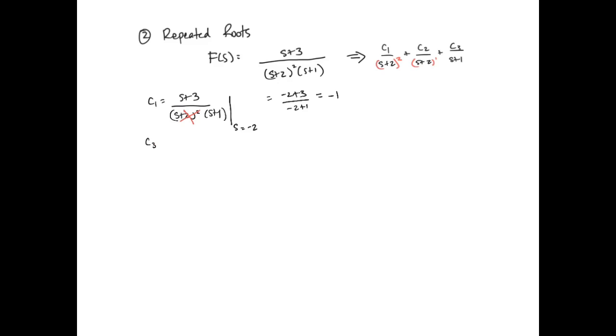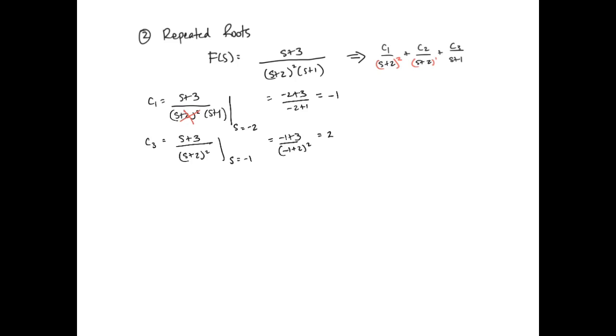For C3, we have s plus 3 divided by s plus 2 squared, evaluated at s equals minus 1. Same method as before. This is equal to minus 1 plus 3 divided by minus 1 plus 2 squared. This gives us 2.